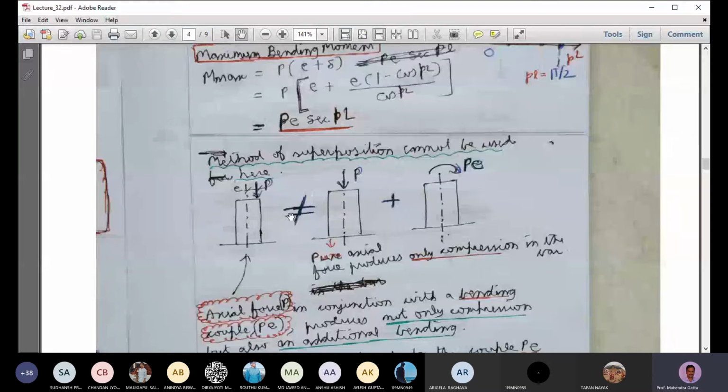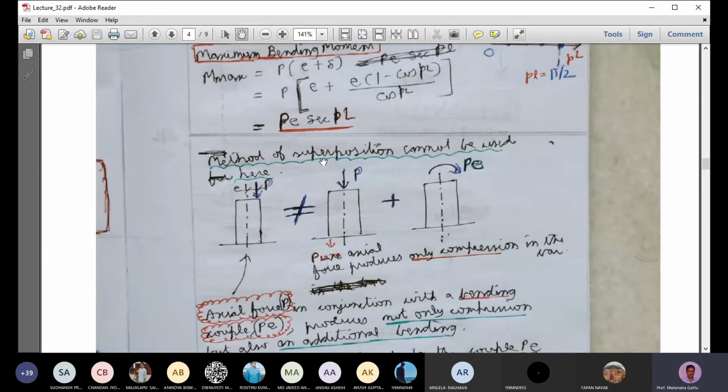So, we can split the problem into two parts. One is the axial load problem and the other is the bending moment problem, and we can get here the stress is P by A, and here the stress is M by Z, where Z represents the section modulus, or M by I into y. So the maximum stresses occur here and here at the edges. This is for the elastic first order analysis, and it will be okay.